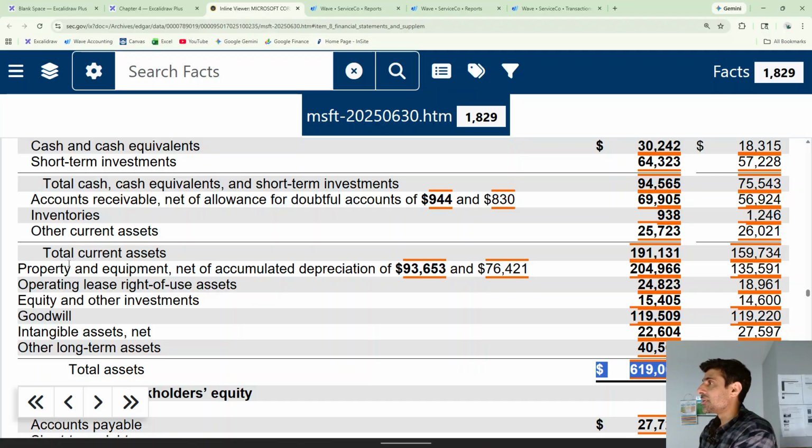Yes, and goodwill too. Unless it's a patent, it had to have a valuation of some kind. So yeah, it's probably going to be intangible assets they've purchased.